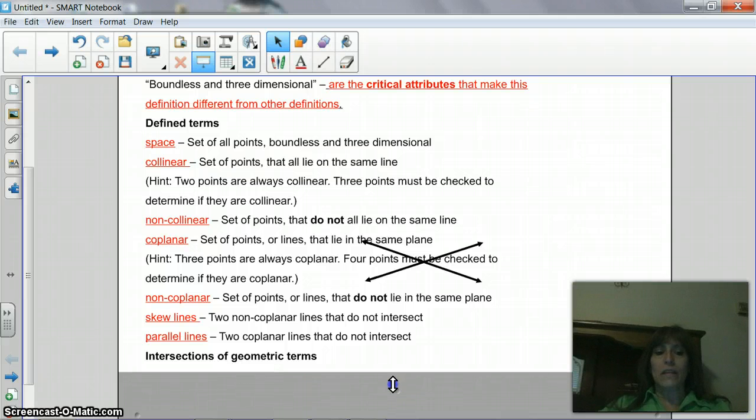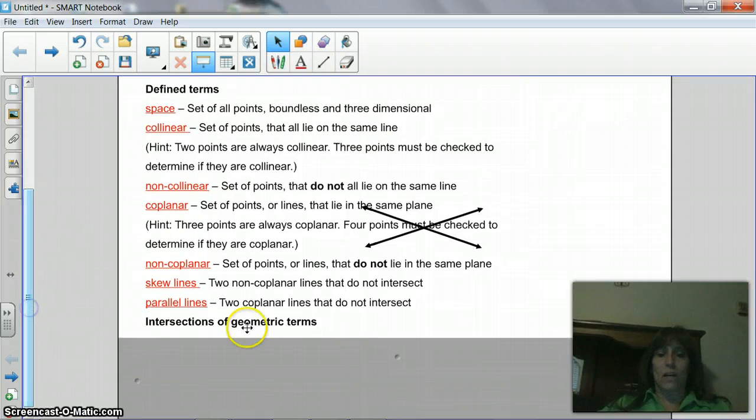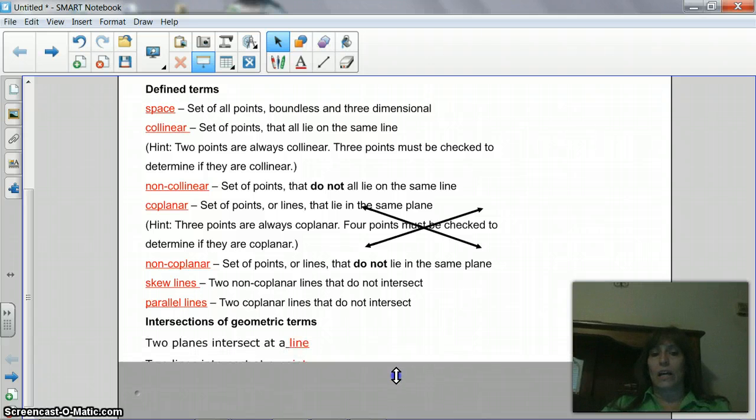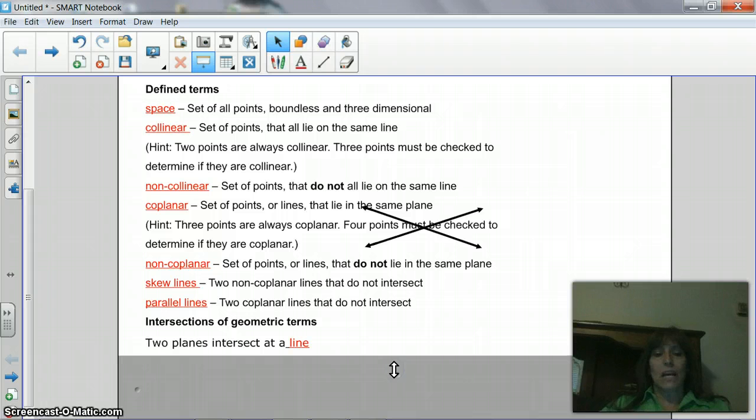Okay. Now then, intersections of geometric terms. Alright, if you'll notice, my paper does not look exactly like your homework assignment does. I was having a bit of trouble tonight. But down at the bottom, it'll say two lines intersect. Well, I'm sorry, not lines, planes. Two planes intersect at a line. And we talked about that in class today, that if you had a plane, one that went this way and one that went this way, where they intersect makes a line.